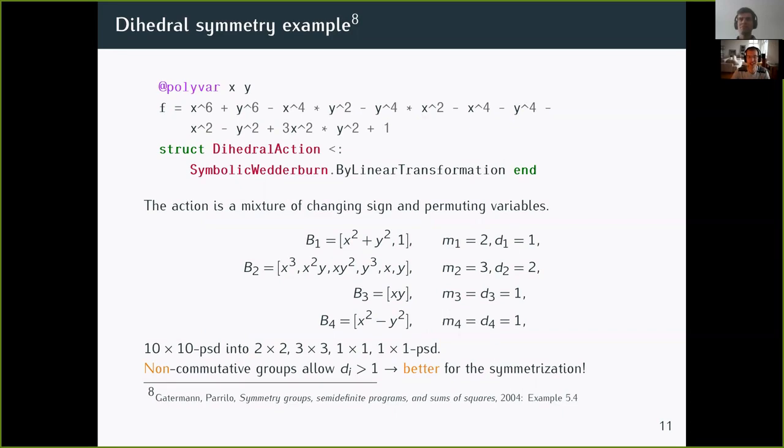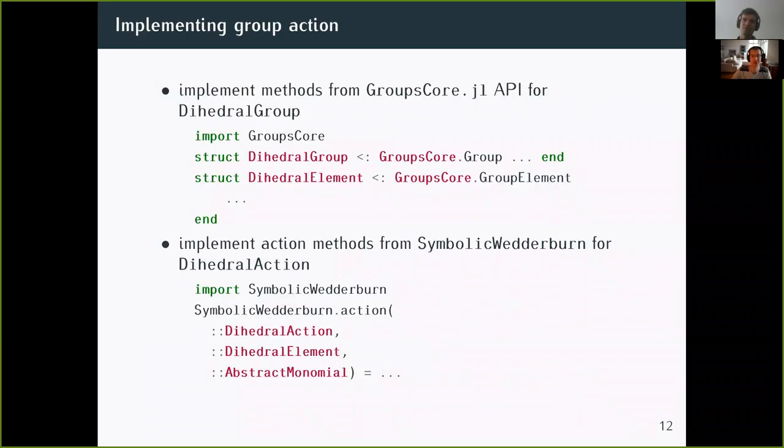Okay, and by now you can start wondering, how much do I need to implement to make this dihedral action work with our tools? So here are a few examples. So first of all, you need to implement a dihedral group that is compliant with the GroupsCore.jl API. GroupsCore.jl is a tiny package that defines an abstract group API. It consists of about 10 methods. And it also contains conformance tests to make sure that your implementation is correct.